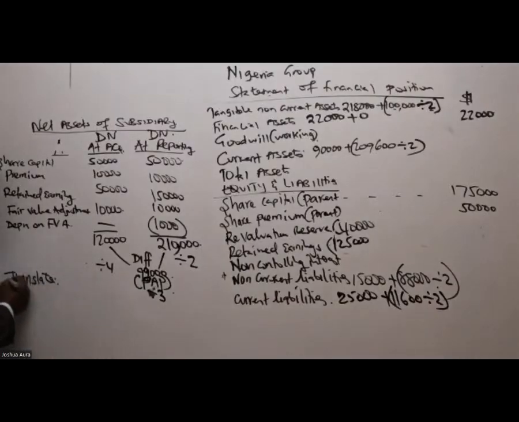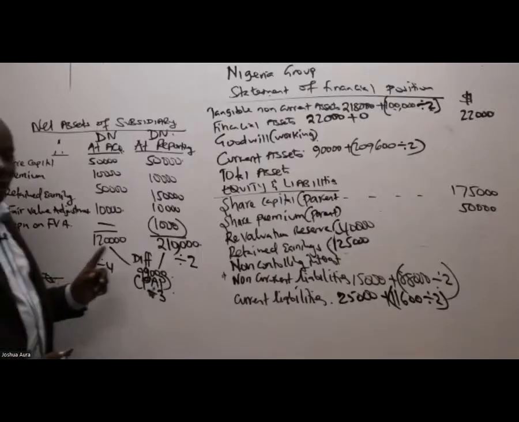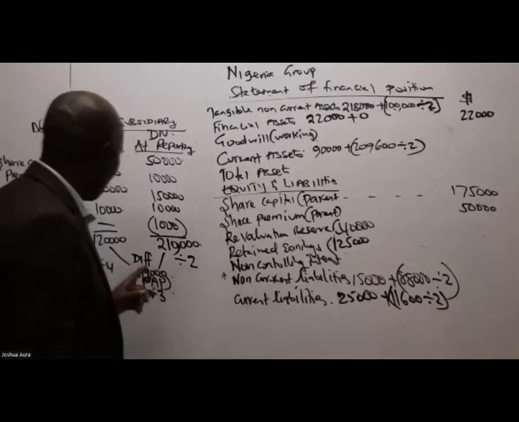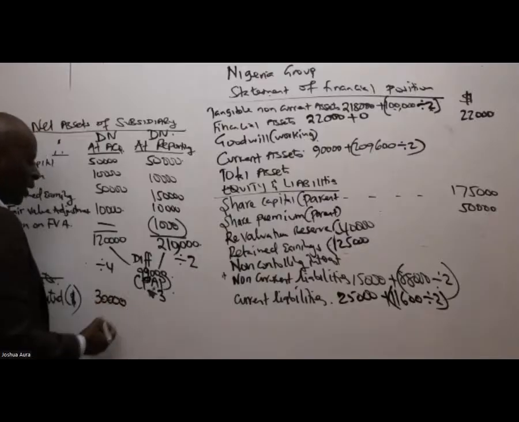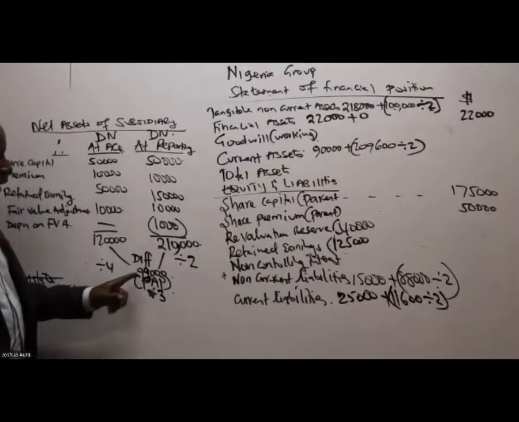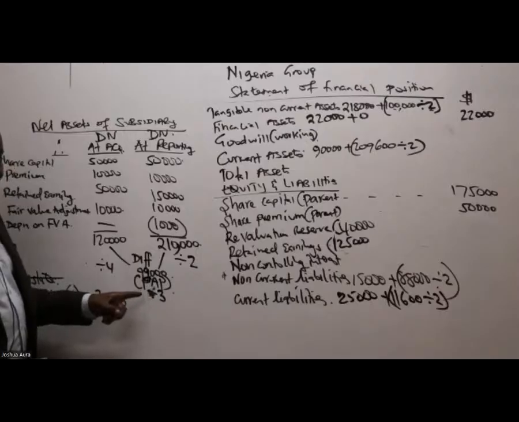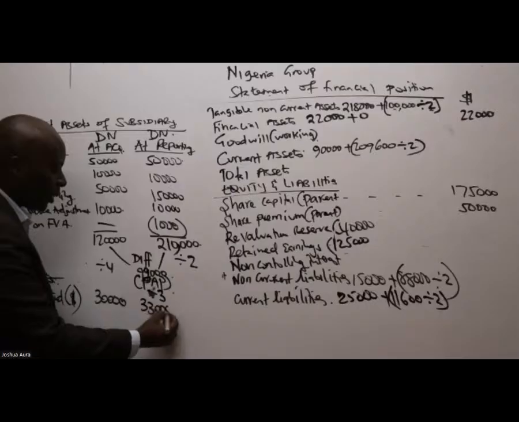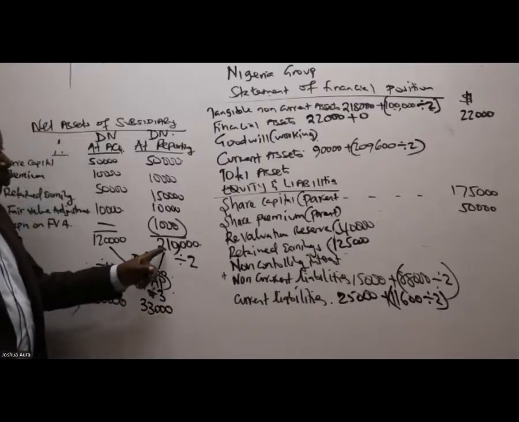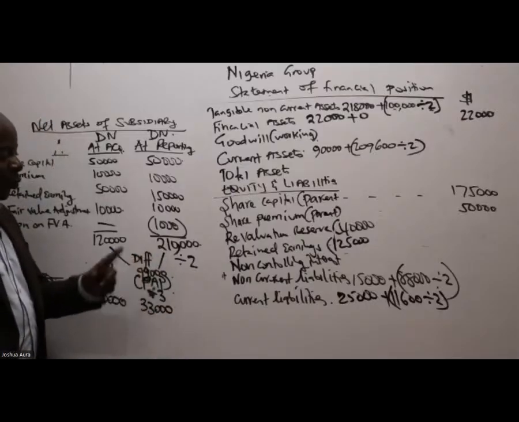Right. So I want to write the translated figures here, translated using different rates. Now I'm talking of dollars. So what is 120 divided by 4? Somebody is giving me a figure of 30,000. Thank you very much. And then we have 99,000 divided by 3, which is 33,000. And then we have the last one, which is 219,000 divided by 2.